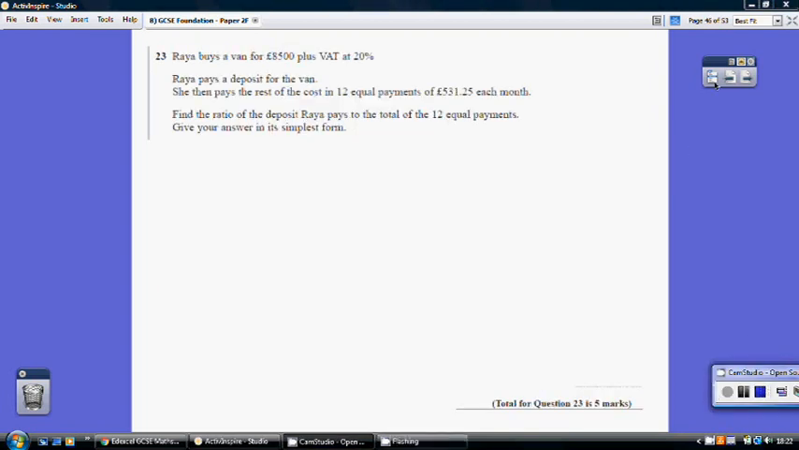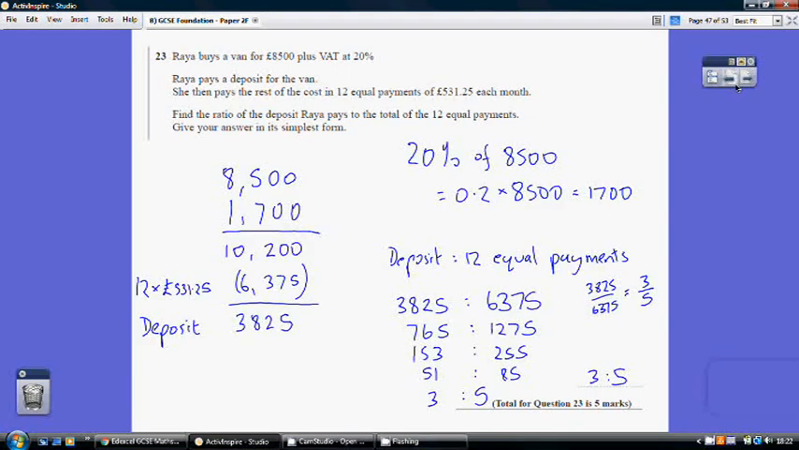Question 23. Well, the van is bought for 8,500, but we have to add on the VAT, which is 20%. Now, on a calculator paper, to work out 20%, you multiply by 0.2. So 8,500 times 0.2 means the VAT is 1700. So adding the VAT onto the original price of the van gives us a total price for the van of 10,200.